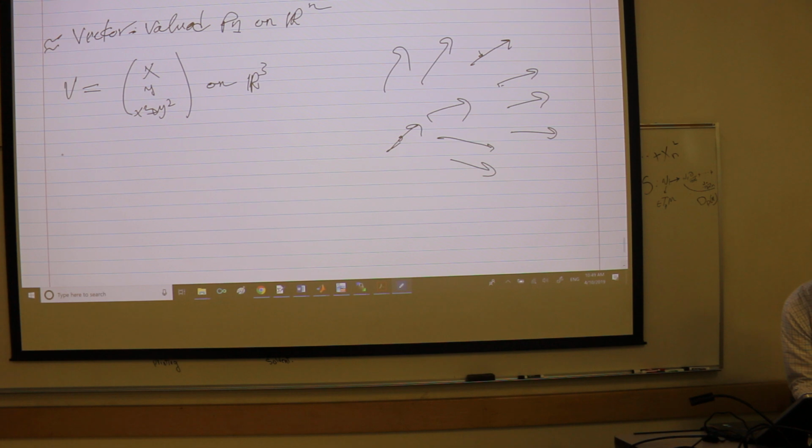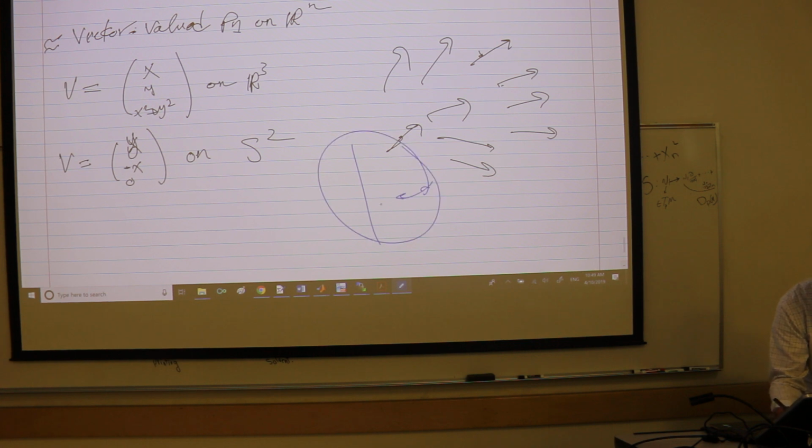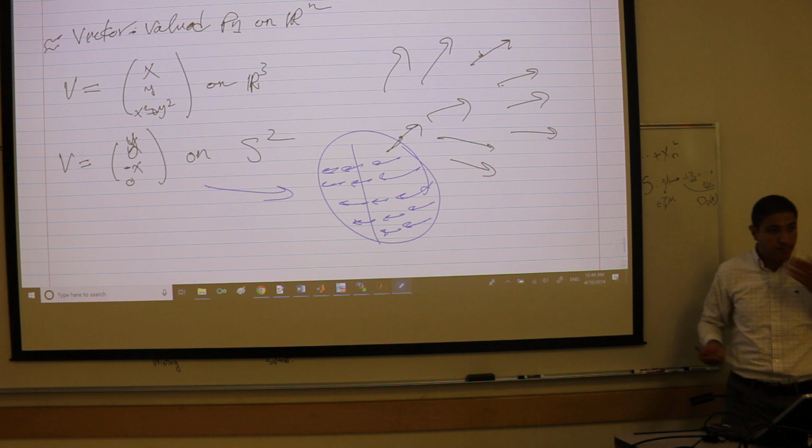Like V equals (y, negative x, 0). This is on S2, the example that we had in mechanics. So this is your vector flying westwards. This is that vector field. At any point on the sphere, it gives you a vector that is tangent to the sphere. Okay?